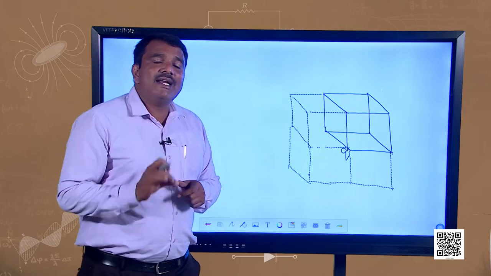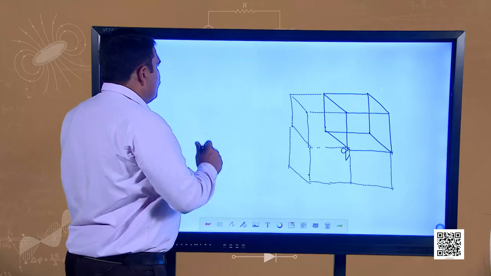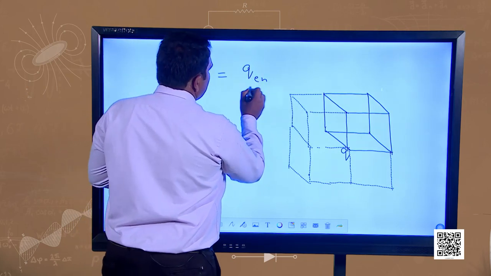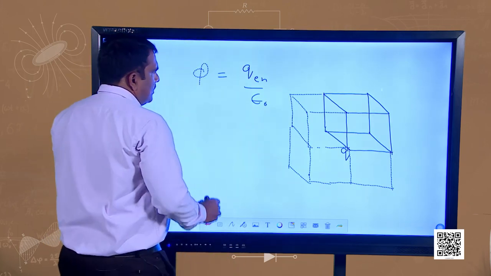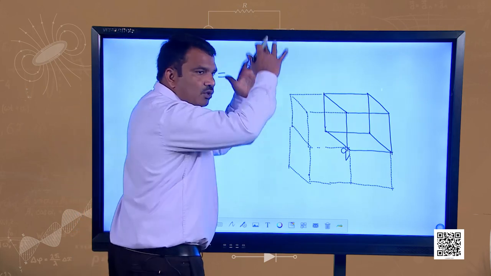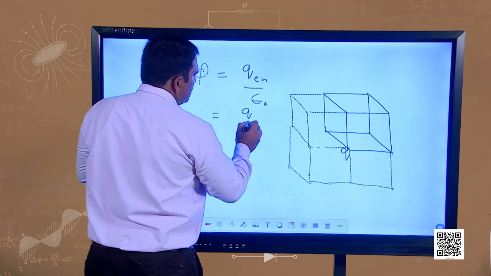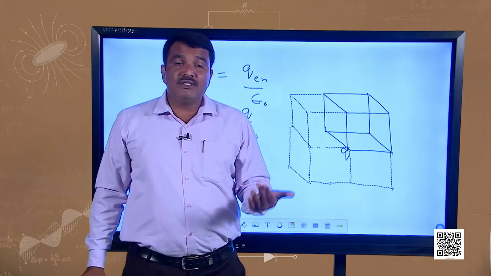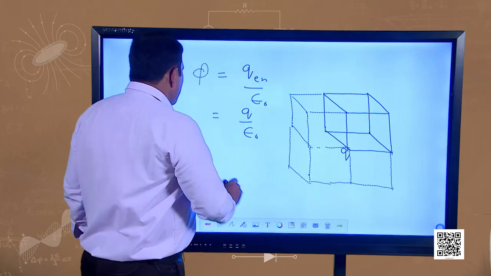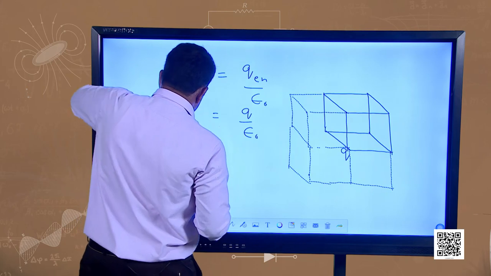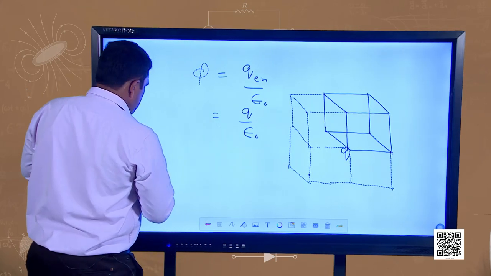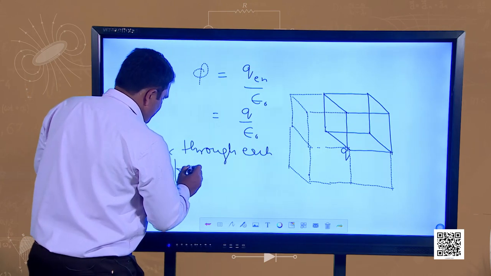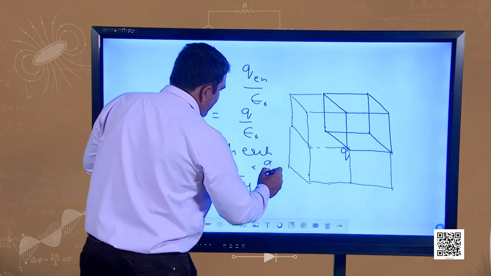And the total electric flux passing through that big cube which is formed will be, according to Gauss's law, equal to the amount of charge enclosed divided by epsilon naught. This is the total flux passing through the whole big cube, and the amount of charge enclosed is the charge Q divided by epsilon naught. Now, we have to find the flux through each face of this cube, and because the big cube is having 24 such faces, the flux through each face, phi, will be 1 by 24 times of Q by epsilon naught.